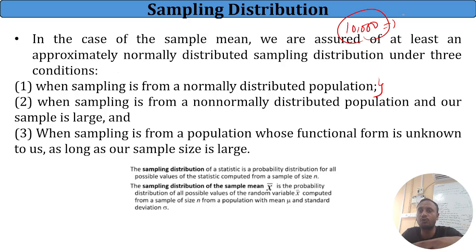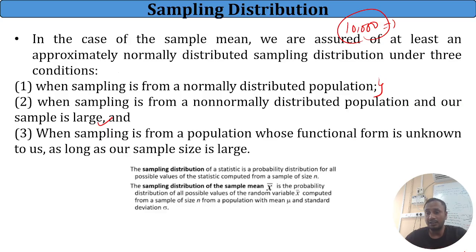If you draw a sample from a normally distributed population, the sample mean is going to follow the normal distribution. So that is the first condition. What is the second condition? When sampling is from a non-normally distributed population and our sample is large.